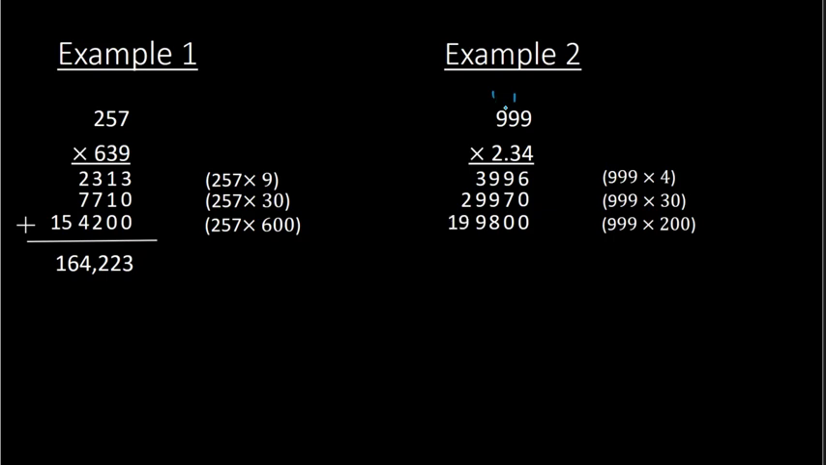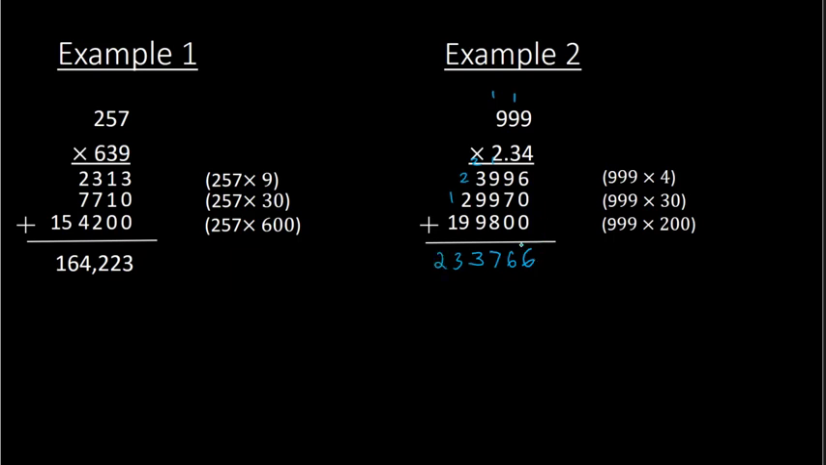So from this point, we can then add these three numbers together. 6 plus 0 is 6. 9 plus 7 plus 0 is 16. So we take the 6, carry the 1. Here we have 10 plus 9 is 19, plus 8 is 27. So take the 7, carry the 2. 2 plus 3 is 5, plus 9 is 14, plus 9 is 23. Take the 3, carry the 2. 2 plus 2 is 4, plus 9 is 13. So take the 3, carry the 1. And then 1 plus 1 is 2.